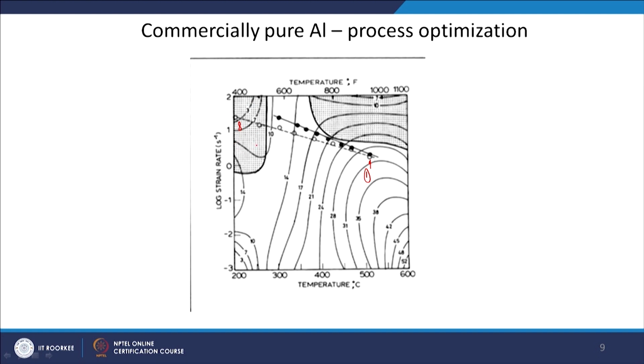So, maybe a defect can be introduced in this particular condition. Okay. So, to optimize the process, another process was proposed. Okay, these dark circles. Okay.